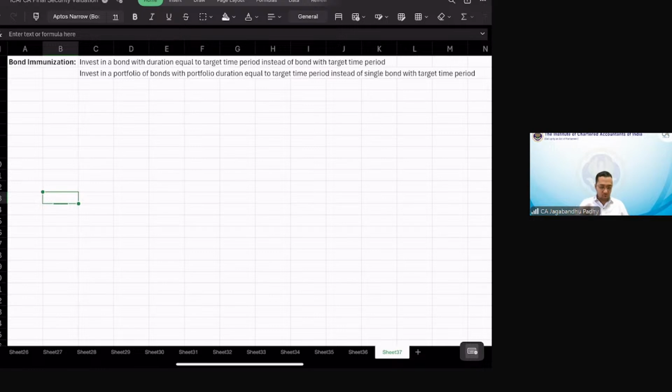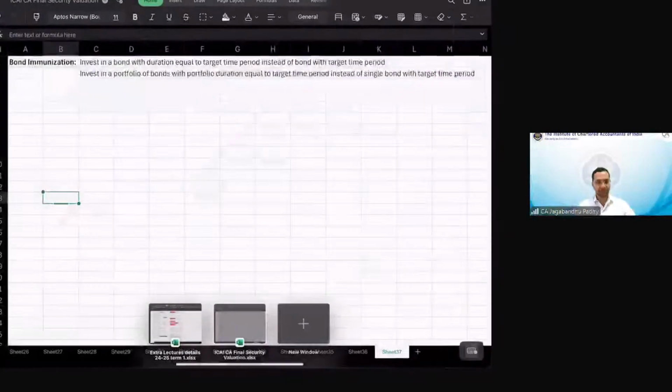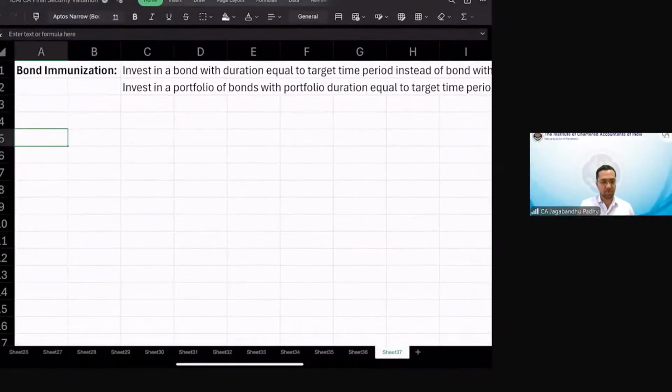Right, guys? So now in this question, bond X is having a year to maturity of 1 year. Bond Y is having a maturity of 4 years. Of course, we don't have a bond which has a Macaulay duration of 2. First, we need to compute the Macaulay duration here. So let us first compute the Macaulay duration for these bonds, because that's what we need to create a portfolio.